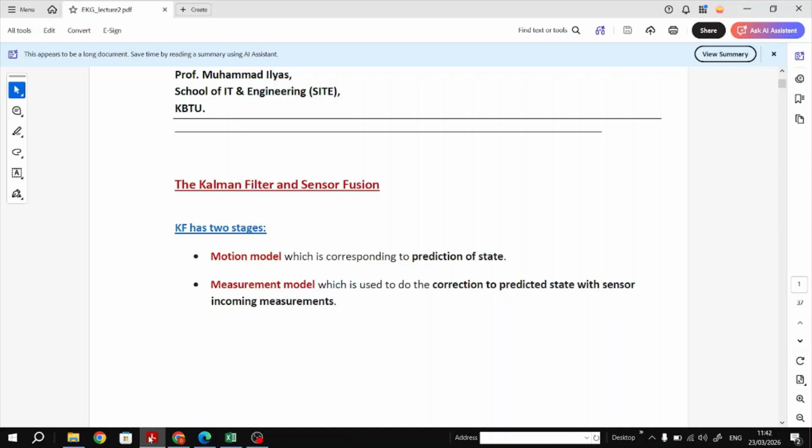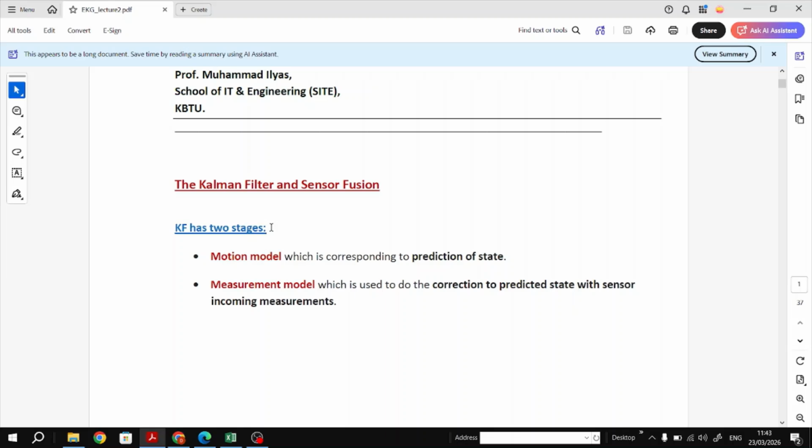Hello. So, as we discussed last time, the linear Kalman filter, we derived the equations and saw some Python simulation as well, on how we can use the Kalman filter for state estimation. So, let's revise the Kalman filter. The Kalman filter has two stages, as you see.